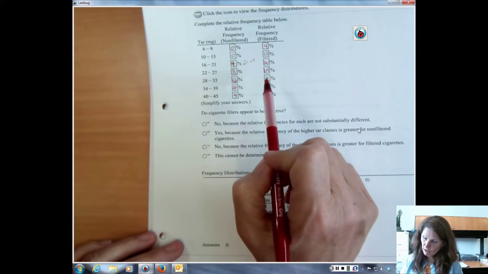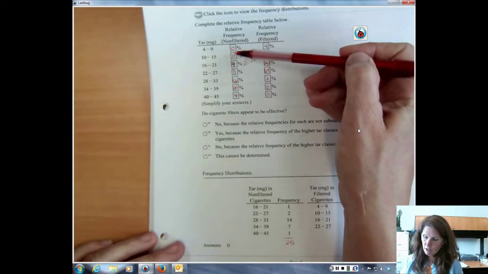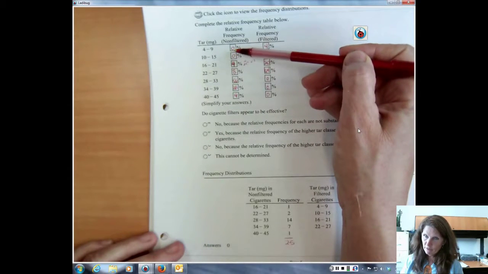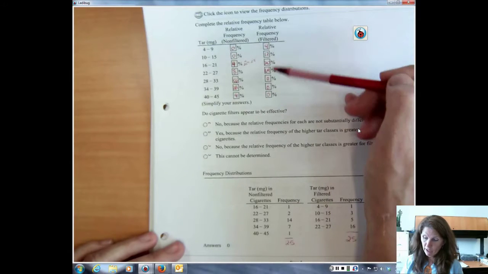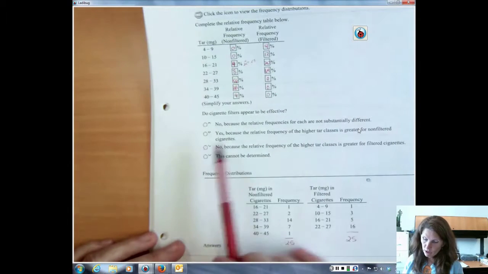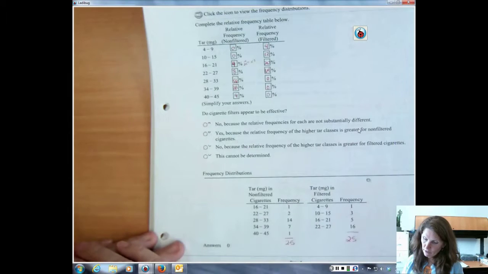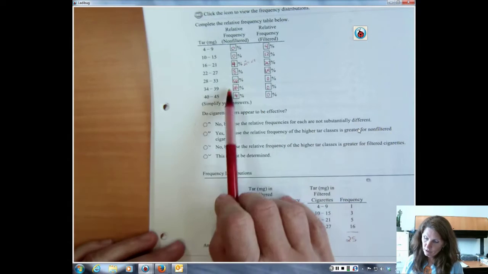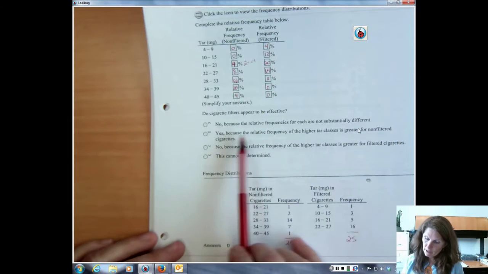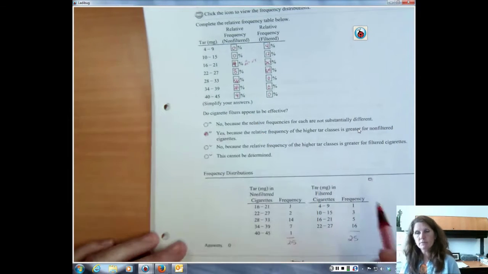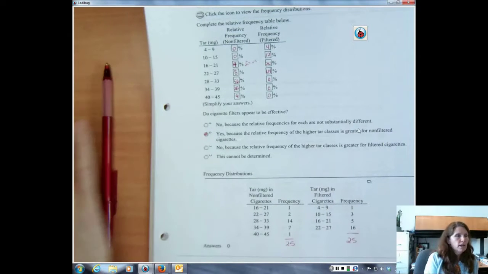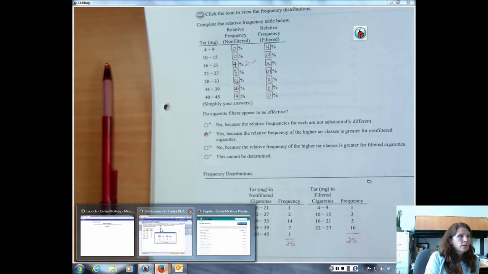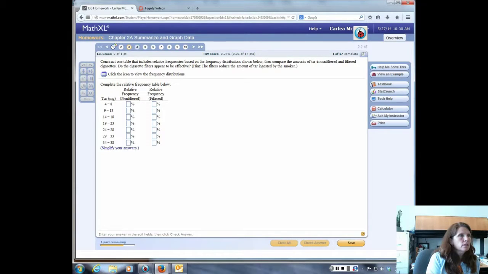But in general, we could say here's where the zeros are up here. The non-filtered don't have low amounts of tar. The filtered don't have high amounts of tar. So the question is, do you think that these filtered cigarettes appear to be effective? And I would say yes, because the relative frequency of the higher tar classes is greater for the non-filtered. This is greater over here. So I would say yes, it is rather effective. Okay, so it's just dividing by that number. All right. Done with that.